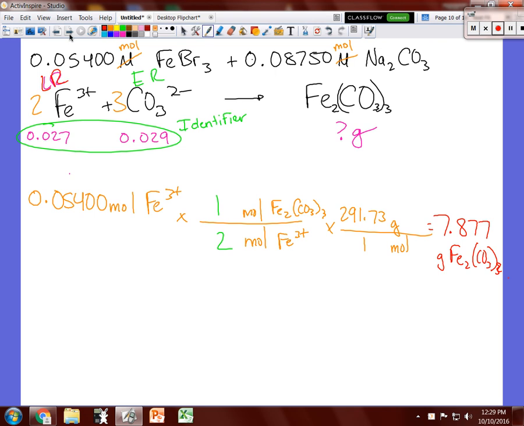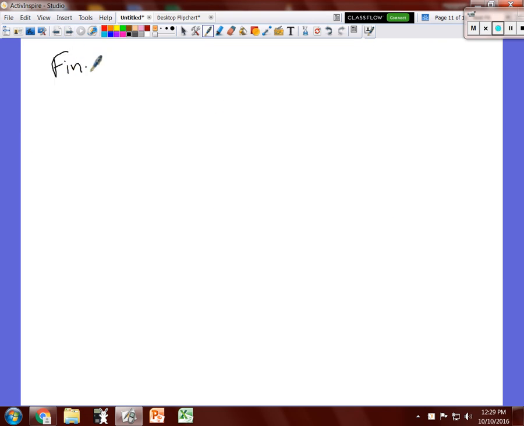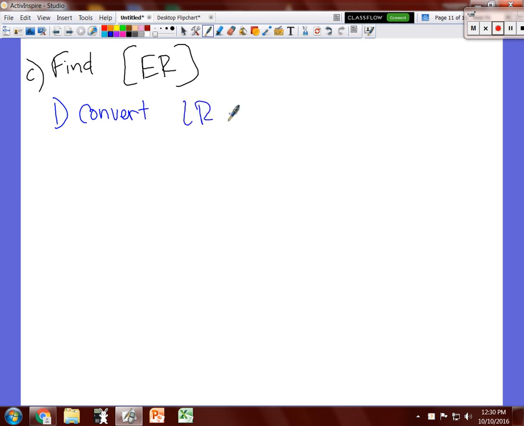All right, so part number 2 says part C. Find the concentration of the excess reactant. Well, same thing. Yeah, because it's the ion, right? Okay, it's the same thing. So find the concentration of the excess reactant, which again is going to be the ion. So here's your steps. So step number 1 is convert the LR to the ER. Okay, convert the LR to the ER.